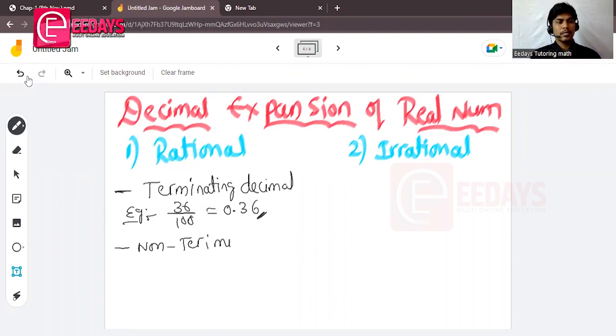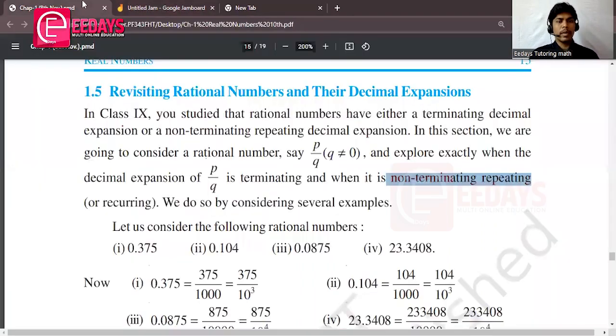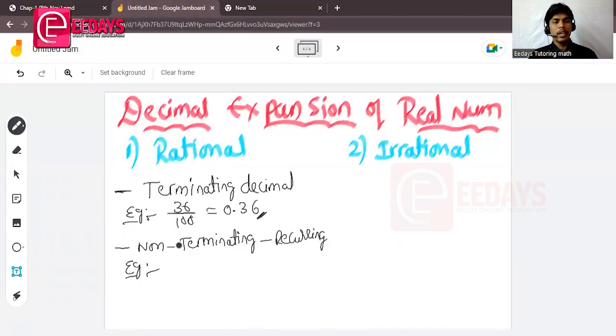Recurring is nothing but repeating. Non-terminating recurring also comes under rational numbers. So these are the important concepts, guys. In schools also, you couldn't get this type of knowledge. They give a statement like this: when it comes to non-terminating recurring, you will get a remainder not equal to 0. They said it orally, but you need to understand the concept by taking examples. Rational numbers come under terminating decimal and non-terminating recurring.